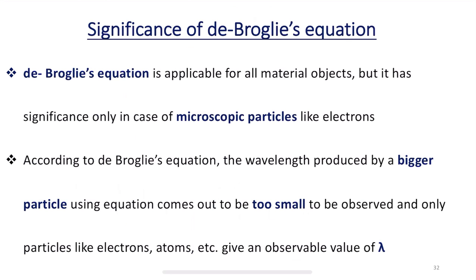Next, let us understand the significance of de Broglie's equation. The de Broglie equation is applicable for all material objects, but it has significance only in case of microscopic particles like electrons. This is because the wavelength lambda produced by a bigger particle, for example a ball, using the equation comes out to be too small to be observed. Only particles like electrons, atoms, etc. give an observable value of lambda according to de Broglie's equation.